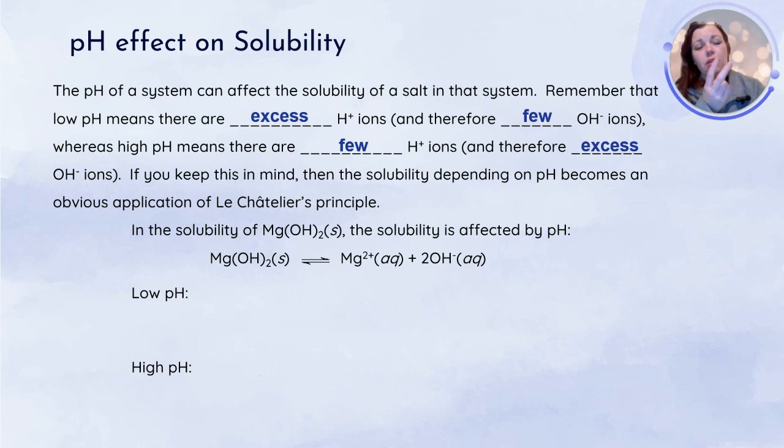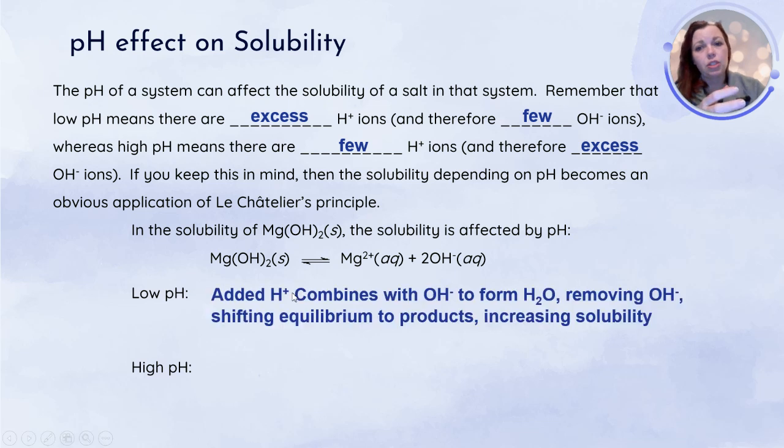Now we're going to talk about this in two directions. The first one is an application in the same way that we already talked about it in Unit 7. So in the solubility of, for example, magnesium hydroxide, the solubility is affected by pH, and that's because of the presence of hydroxide. And so if you have low pH, which means you have excess H+ ions, your added H+ combines with your OH- ions here in the product to form water. And so it neutralizes some of the hydroxide, which removes hydroxide, which shifts the equilibrium towards the products to bring that hydroxide back into balance.